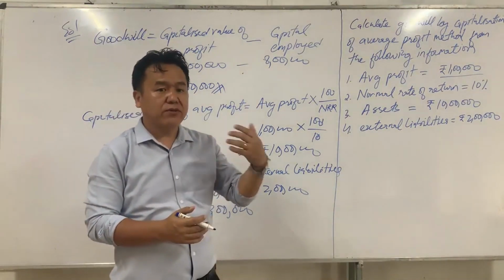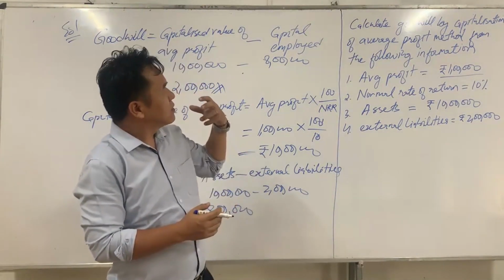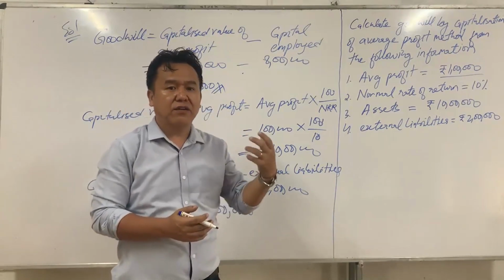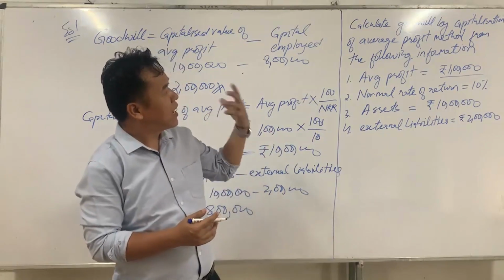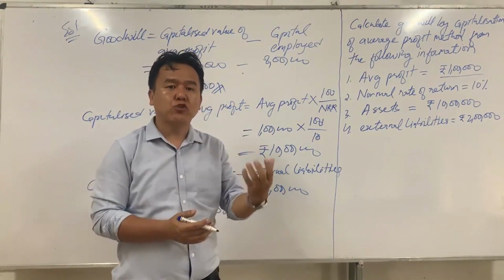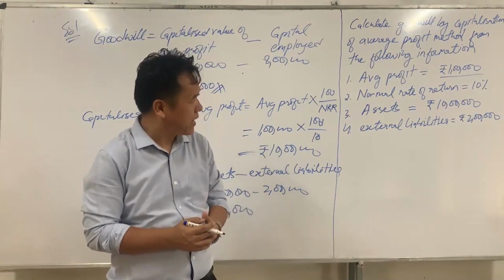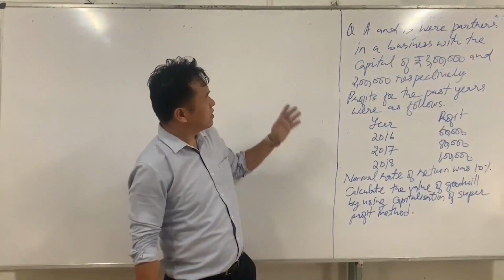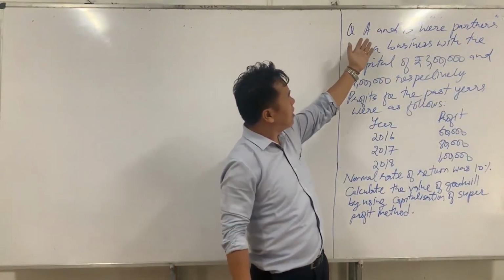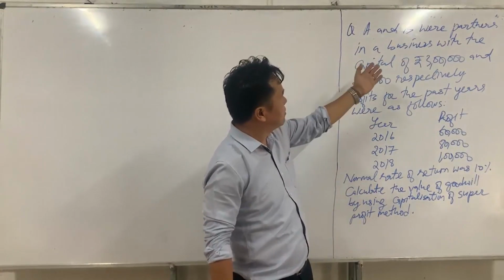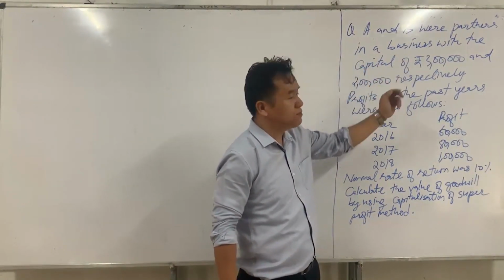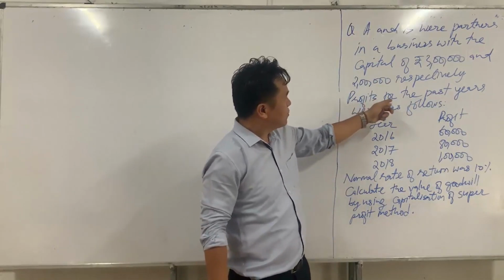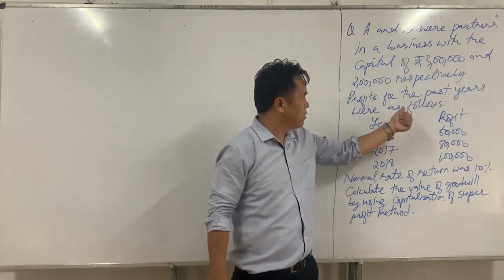Okay. Next, we are going to find the goodwill of the firm by using the capitalization of super profit method. I'll read the question first. A and B were partners in a firm in a business with a capital of Rs 3 lakh and 2 lakh respectively. Profits for the past years were as follows.